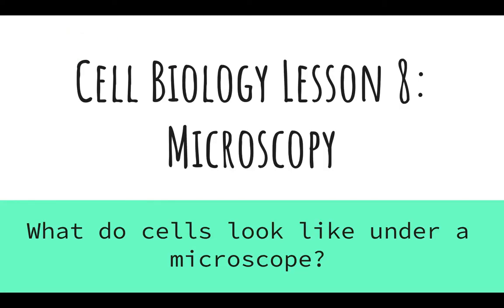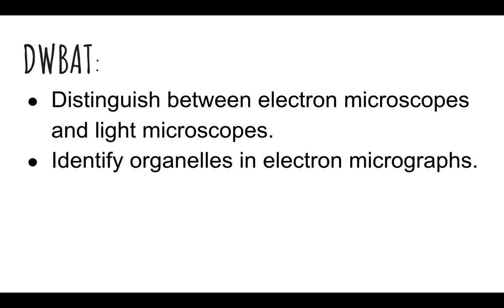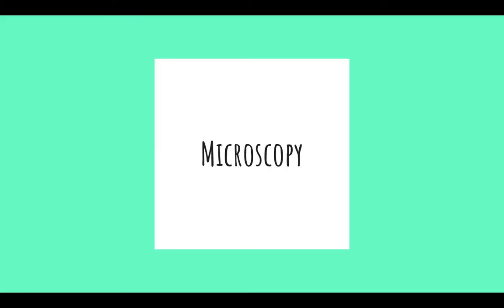Going on to lesson 8, which is about microscopy. And the question is, what do cells look like under a microscope? Discipuli will be able to distinguish between electron microscopes and light microscopes and identify organelles in electron micrographs. So the first section is about microscopy.